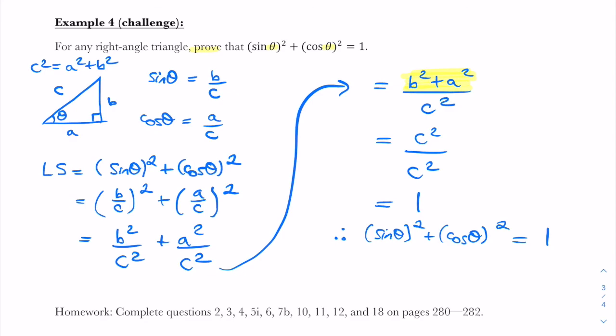Notice this is a proof because we didn't do it for specific numbers. We showed that for any right angle triangle with sides A, B, and C, it'll always work. That's why this was a proof, because you showed it works generally in all cases, whereas before we were testing it using specific numbers. That would be an example, not a mathematical proof. Well, I hope you found that interesting. We're going to get into more of this stuff later in the unit.